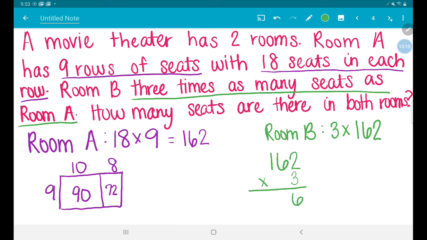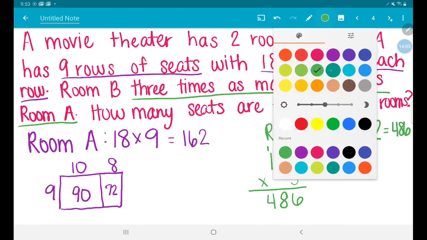Okay, then we need to multiply our tens. 6 times 3 is 18. Write down that 8 in the tens place and carry that 1. Now we'll multiply the hundreds. 1 times 3 is 3, plus 1 more is 4. So there's 486 seats in room B.